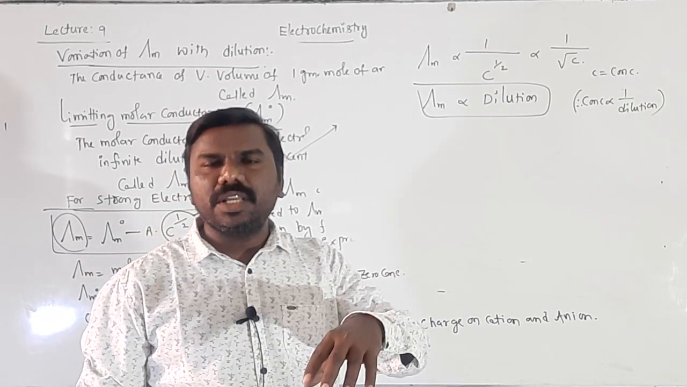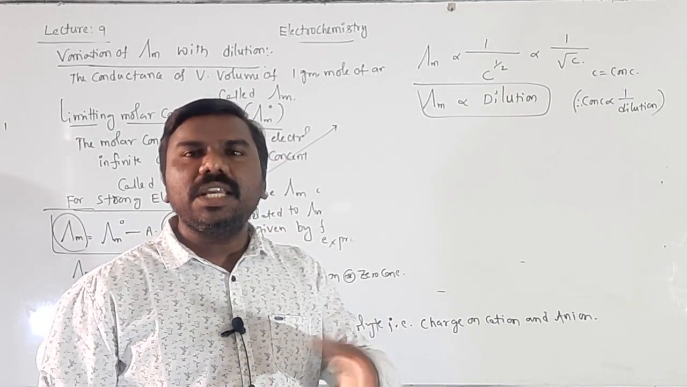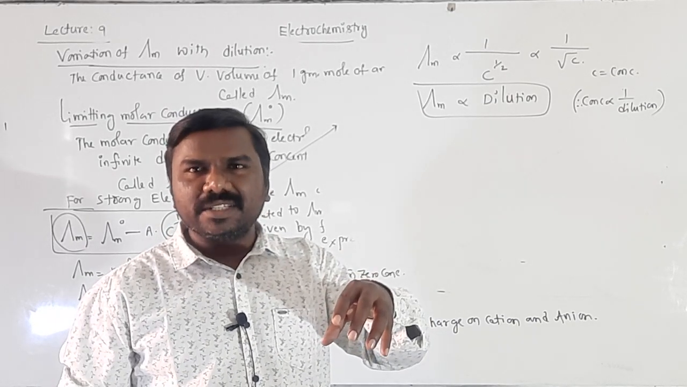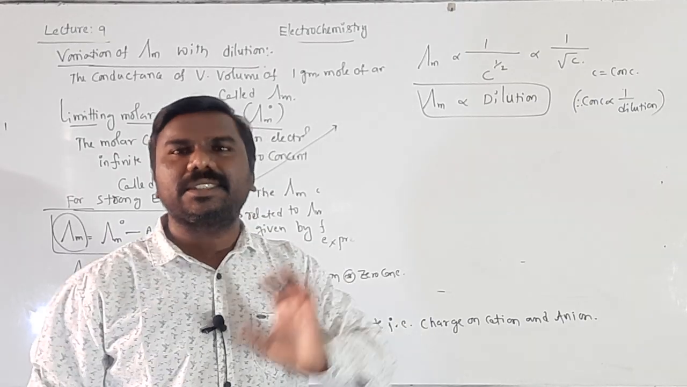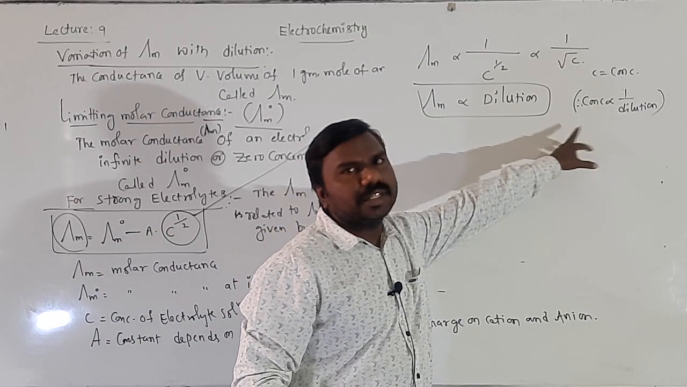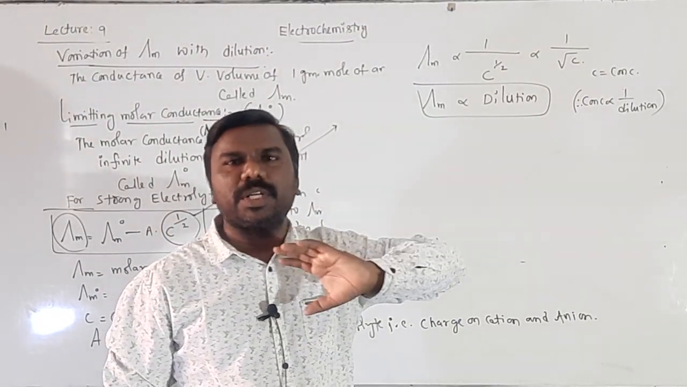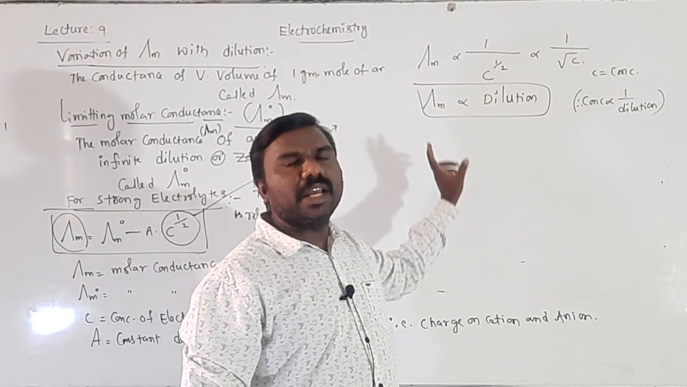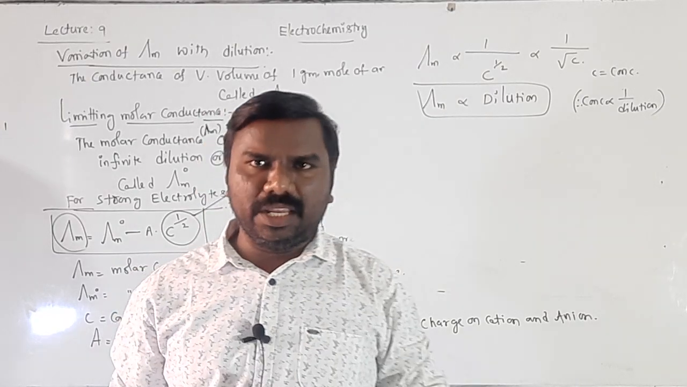Like water addition increases, sweetness decreases. Water addition increases, dilution increases. Sweetness, nothing but concentration, decreases. That is why concentration and dilution are inversely proportional. Lambda m and concentration are inversely related, lambda m and dilution are directly related.